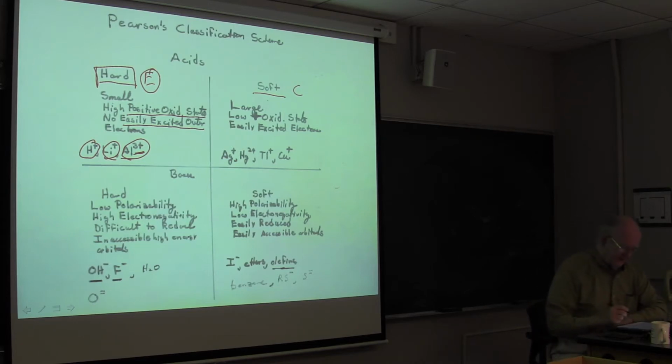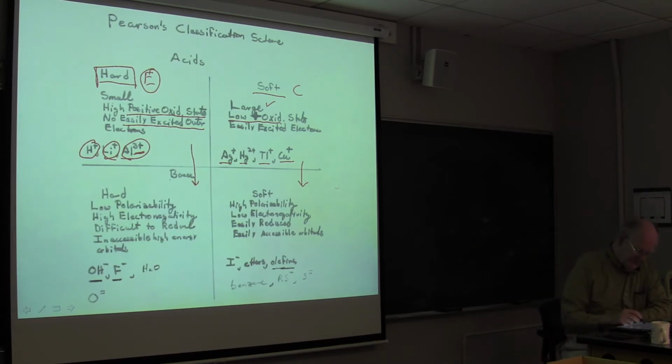Opposite the hard is the soft. The soft species, the things that are soft acids, they tend to be larger. They tend to be in a low positive oxidation state, and they have lots of easily excited outer electrons. Representative of soft acids are things like silver 1, mercury 2, thallium 1, copper 1. You'll see in a second that these hard acids tend to react most strongly with hard bases, and the soft acids tend to react most strongly with soft bases.